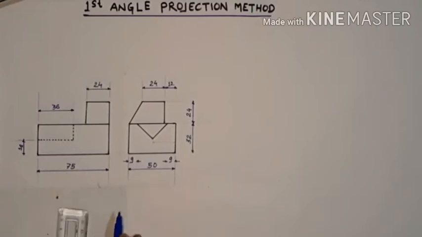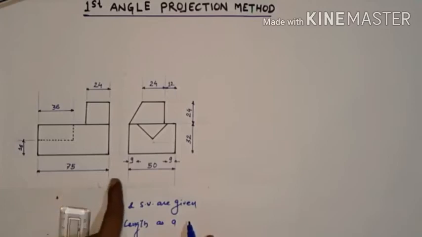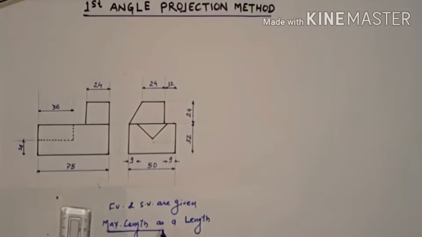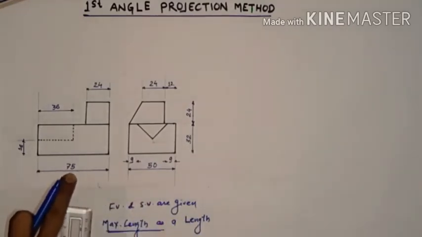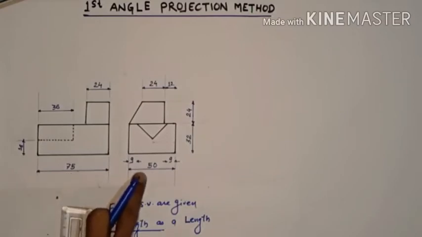When front view and side view are given, then choose the maximum length as your length. And when the maximum length shows the front view, that means here we have two main dimensions, two arrows, and it may be possible that either could be the front view, but this is the difference. So you choose the maximum between these two views.